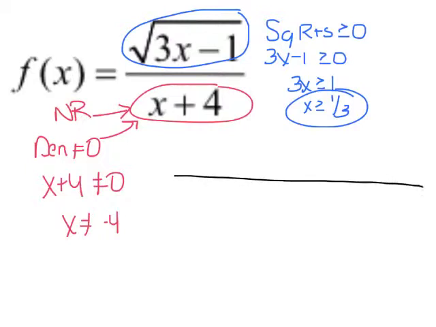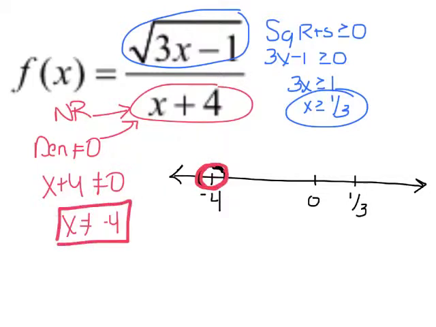So I make my number line. So here's a third. And over here's negative 4. So I'm going to get an open circle at negative 4. Let me do that in red. Open circle at negative 4 for this. And at 1/3, I get a closed circle, but then I want to be greater than that, so I'm going to go this way.